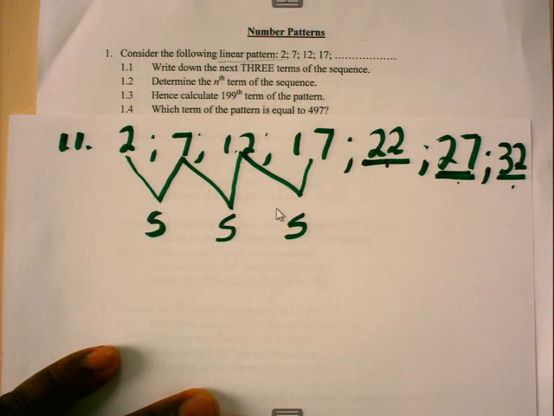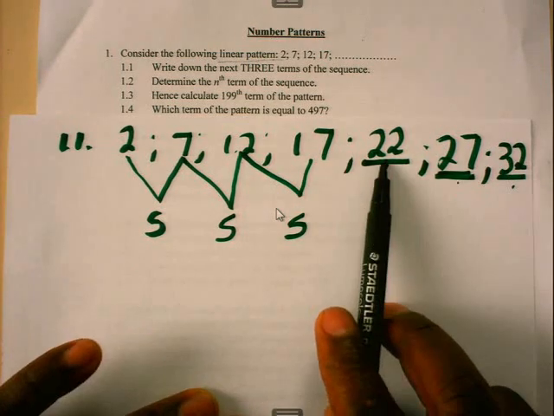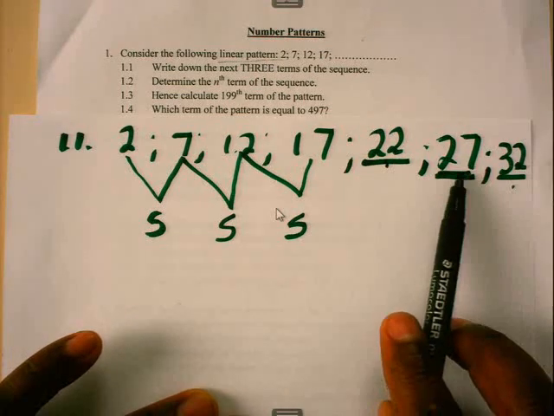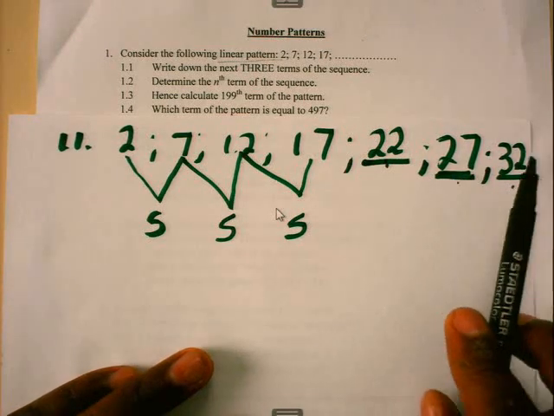The first question states, write down the next 3 terms of the sequence. Because it is a linear number pattern, the first difference is common. In this case, the first difference is 5. So to determine the next term, you just add 5. 17 plus 5 gives us 22. 22 plus 5 gives us 27. 27 plus 5 gives us 32.